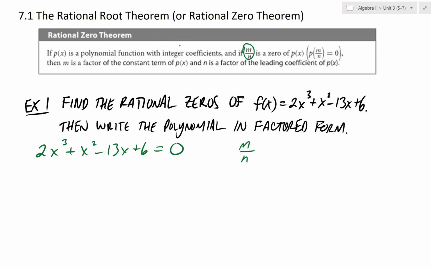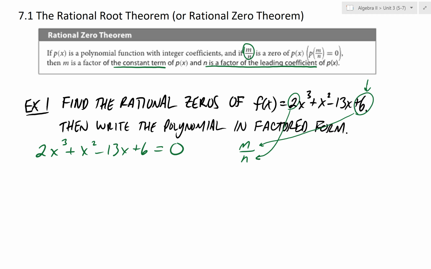what the Rational Zero Theorem is saying is that m has to be a factor of the constant term. That's usually the one at the end of the polynomial with no variable. It's called a constant term because there's no variable connected to it. So m has to be a factor of 6. And n has to be a factor of the leading coefficient, the one at the beginning with the highest degree. And so n has to be a factor of 2.